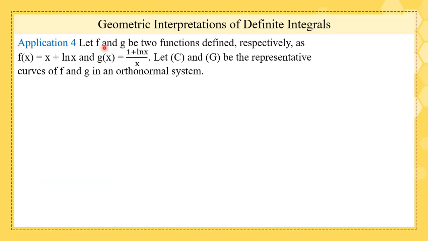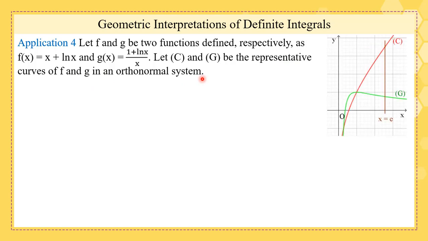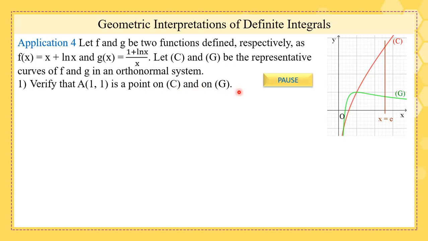Application 4. Let f and g be two functions defined respectively as f of x equal x plus ln x and g of x equal 1 plus ln x over x. Let C and G be the representative curves of f and g in an orthonormal system as shown. This is the curve of G, and this is the curve of C, and this is the line of equation x equal e. First, verify that A(1,1) is a point on C and on G. Pause the video, then solve.